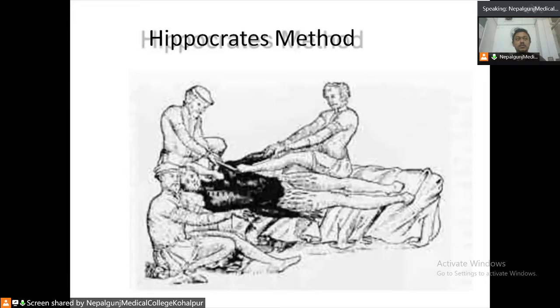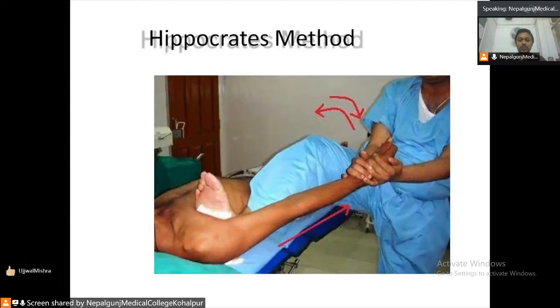The other one is the Hippocrates method. It's the old one, of historical significance only. The resident applies the countertraction, and you put your foot over the axilla as a fulcrum, and you give traction along the line of deformity. So this is the typical Hippocrates method. This method has been abandoned now due to a lot of complications we encountered while pressing it over the axilla.